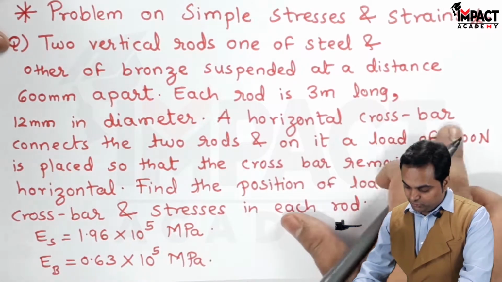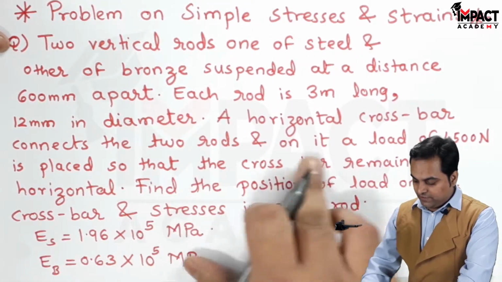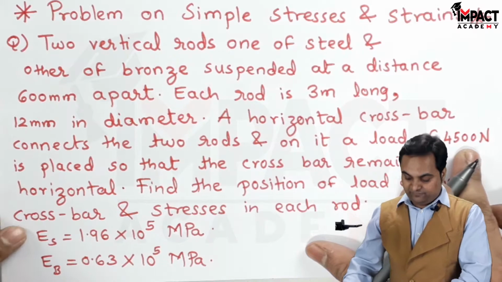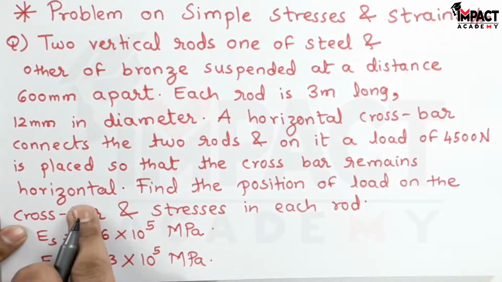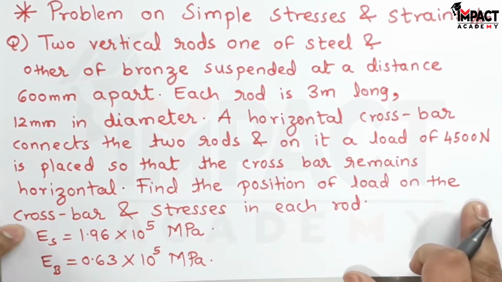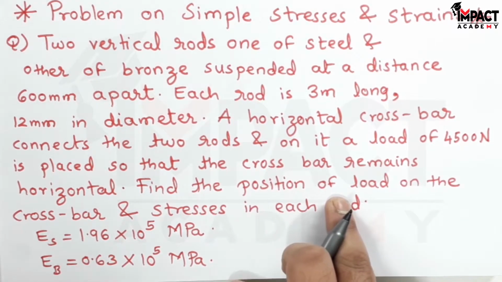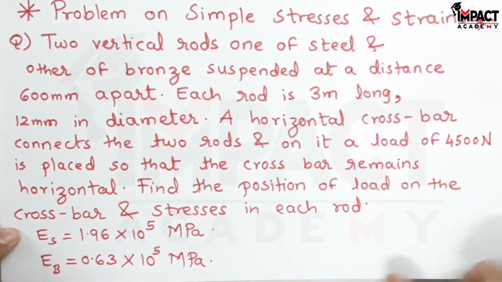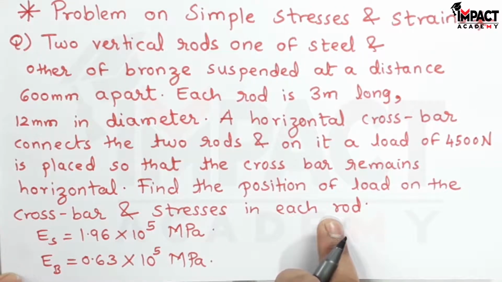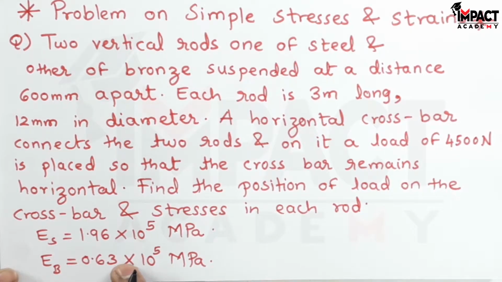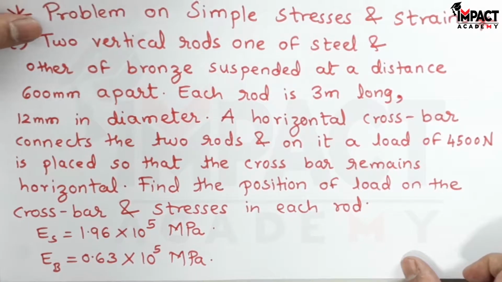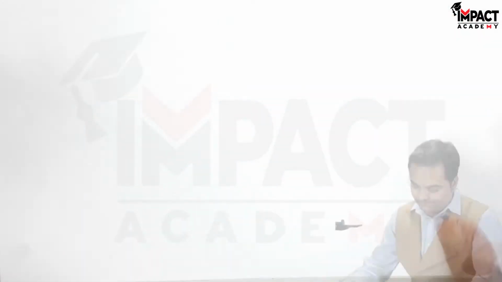And a horizontal crossbar connects the two rods, and on it a load of 4500 Newton is placed so that the crossbar remains horizontal. Find the position of the load. We have to find the distance at which this load is kept and the stresses in each rod, that is in steel and bronze rod. Young's modulus for both the materials are given. I'll write the data along with drawing the diagram.